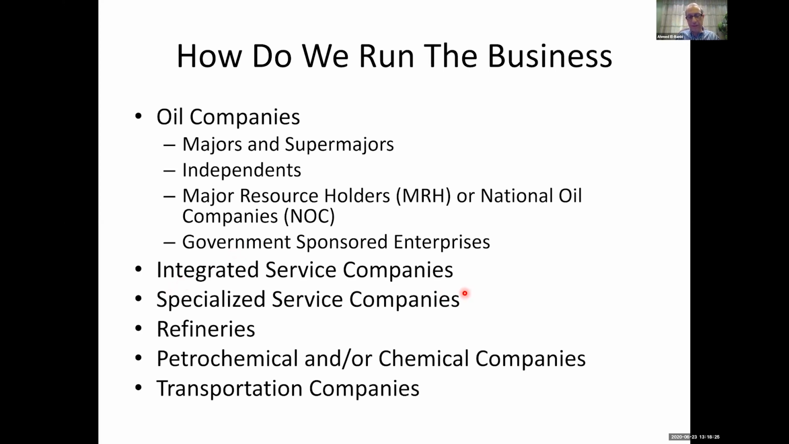Then we have integrated service companies. These are service companies that are very big. Examples are Schlumberger, Halliburton, and Baker. These companies provide many different services to the oil companies, covering a very large spectrum of what oil companies do. Then we have specialized service companies, like drilling companies. Many of the drilling companies specialize in one service, for example drilling. Then we have refineries, where they buy crude oil and produce products like gasoline, LPG (liquefied petroleum gas), naphtha, etc. And they sell these products to marketing companies that sell to end consumers like you and me. We also have petrochemical or chemical companies.